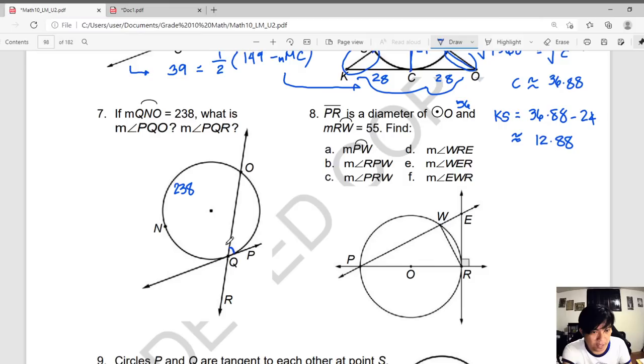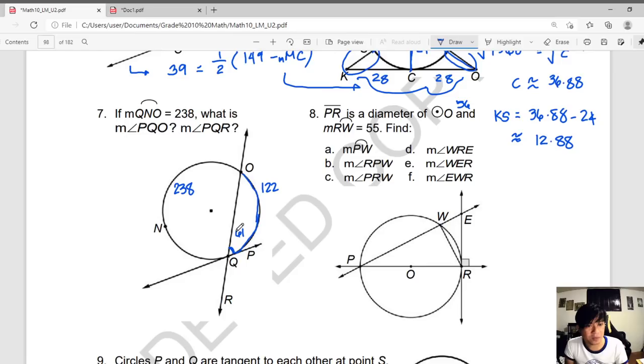Anong measure nito? Para makuha ang measure niya, dapat malaman muna natin ang measure nito. Kasi ito yung intercepted arc niya. So, we have the information na ang measure nito is 238. And one circumference of a circle is equal to 360. So, 360 minus na lang natin yung 238. So, 122. So, measure ng arc na to is 122. Now, since according to theorem number 5, para makuha yung measure ng angle, kunin lang yung one half ng measure ng intercepted arc. Or in other words, para siyang inscribed angle. So, what is one half of 122? One half of 122 is 61. So, the measure of this one is 61.